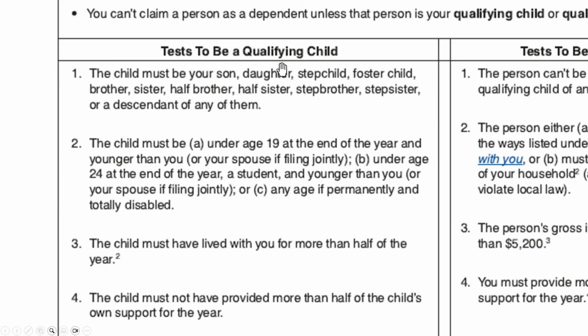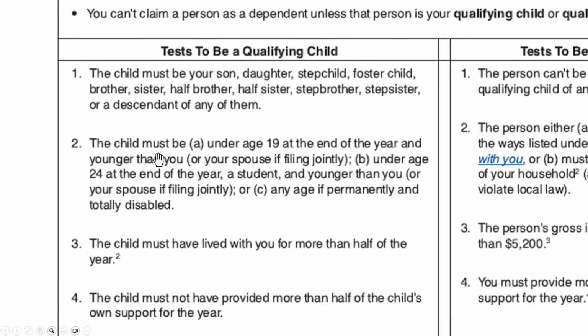Test to be a qualifying child. The child must be your son, daughter, stepchild, foster child, brother, sister, half brother, half sister, stepbrother, stepsister, or a descendant of any of them. So, to be your qualifying child, they do not actually have to be your child. They could be your child, or they could be your brother or your sister, or your niece or your nephew, or your grandchild. Any of those can count as your child. So that's the first test. They have to be in that category.